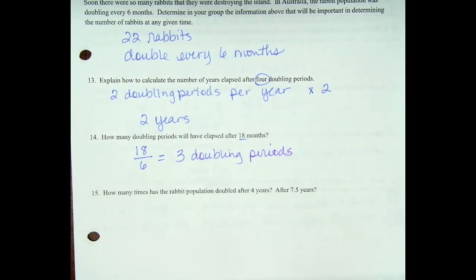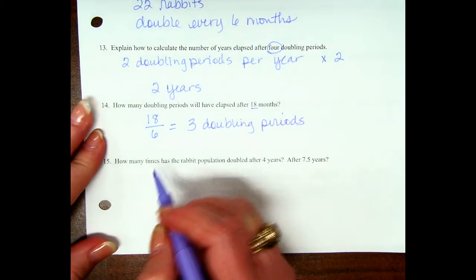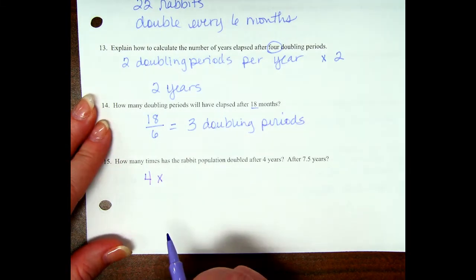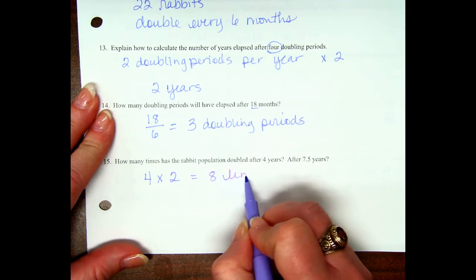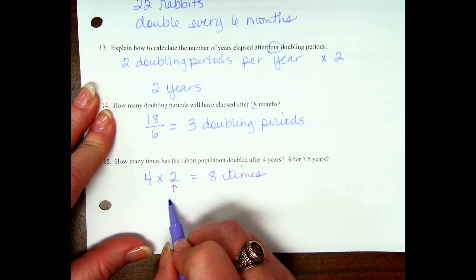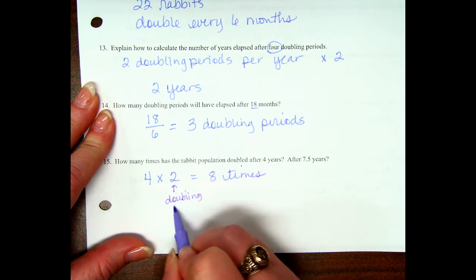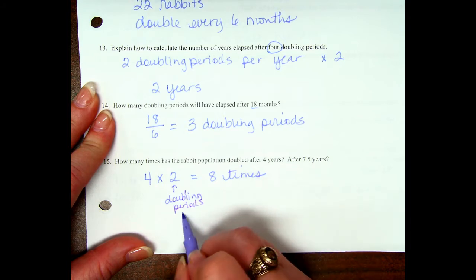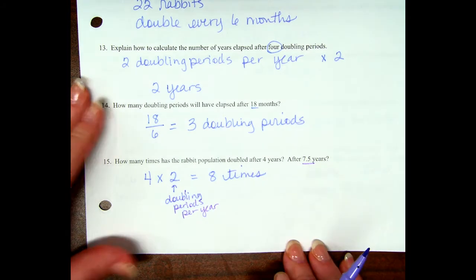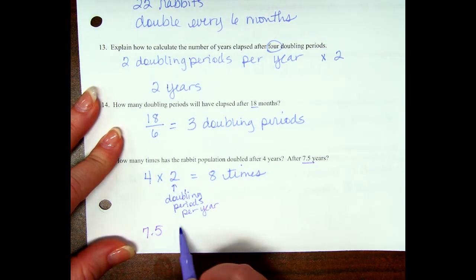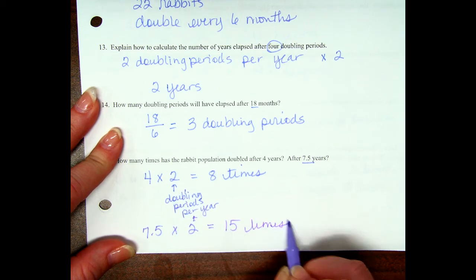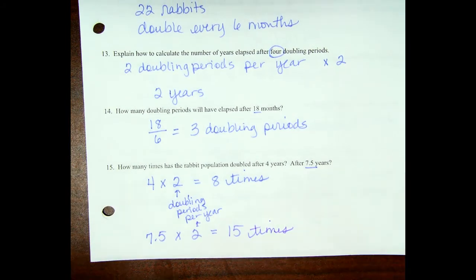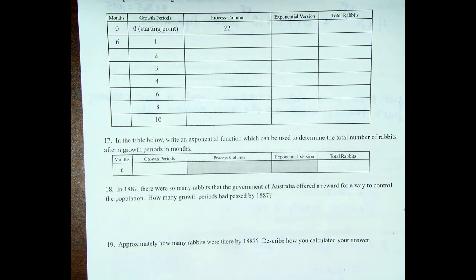How many times has the rabbit population doubled after 4 years? How many doubling periods are there in each year? 2. So 4 times 2. 8 what? 8 times. Okay. And let's remind ourselves that there's 2 doubling periods per year. So if we're trying to figure out 7.5 years, we're still doing 7.5 times 2 because there's 2 doubling periods per year, right? So 15 times. Yes? Okay. Ooh, another table. Your favorite thing.